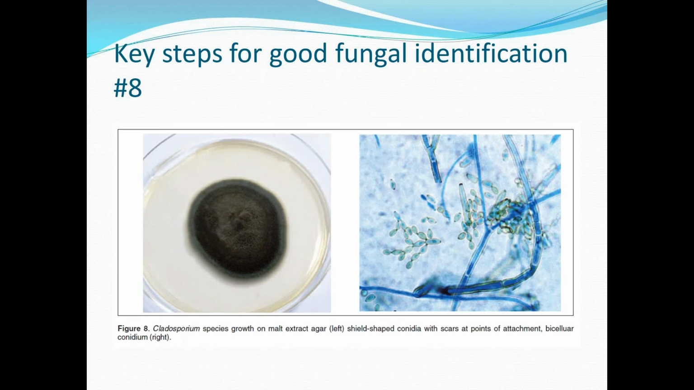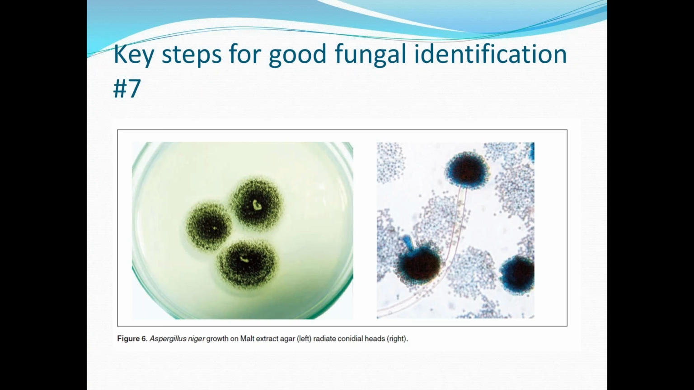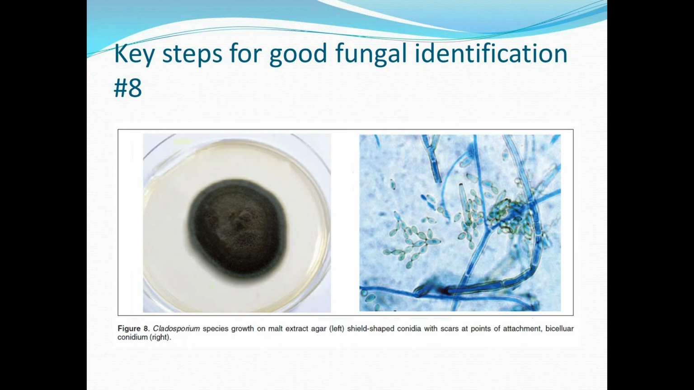Next example is Cladosporium. I'll just flick back. So have a look at Aspergillus and then flick back to Cladosporium, just how different they look macroscopically and microscopically. And Cladosporium is very important, being the most common indoor mould, and its ability to trigger allergies. This produces a characteristic olive green to brown looking colony on a plate.